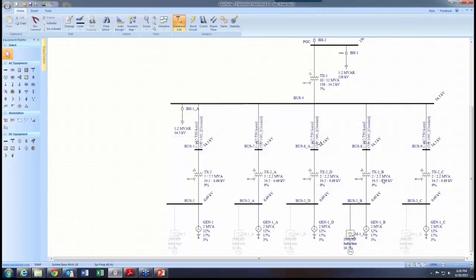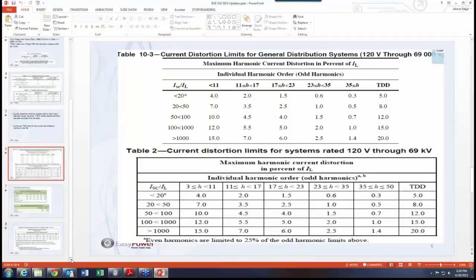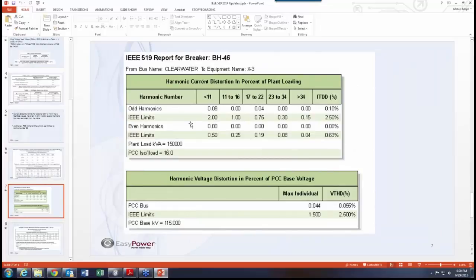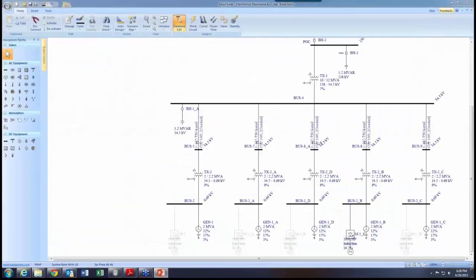So now that being said, I come back here, and the limits we discussed are the same. Let's take a look at the output for EasyPower. Let me show you where you can see the 519 reports.